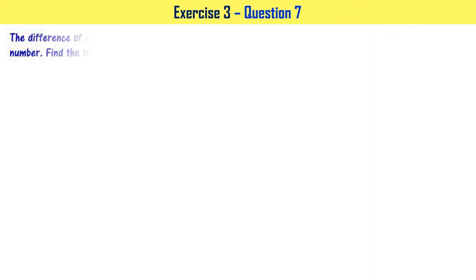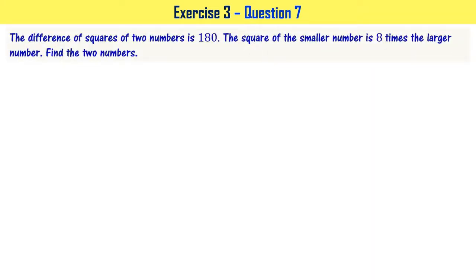Question number 7: the difference of squares of two numbers is 180. The square of the smaller number is 8 times the larger number. Find the two numbers, right?